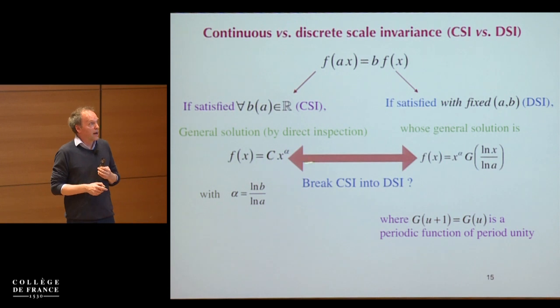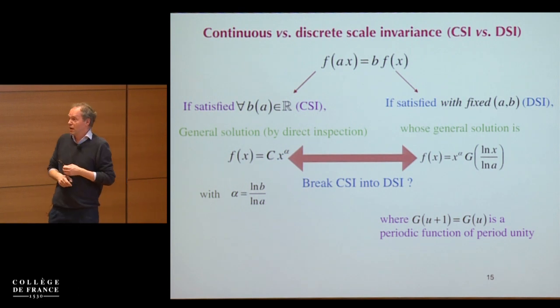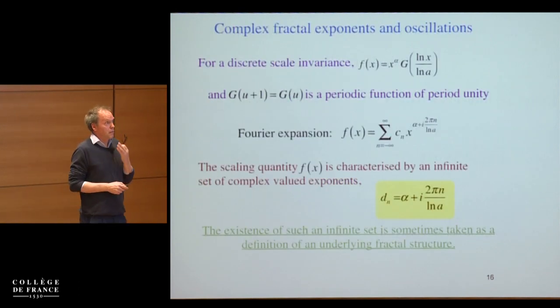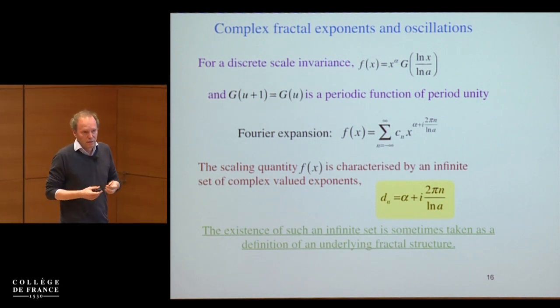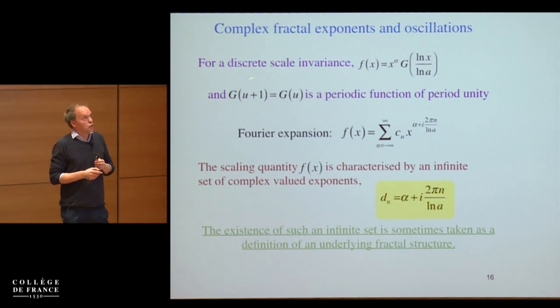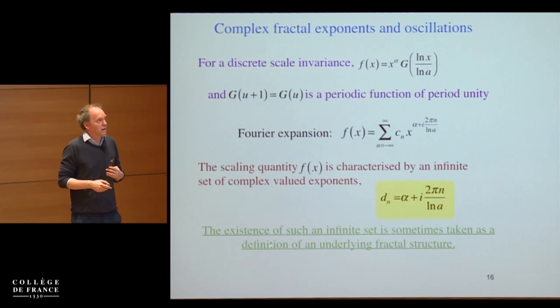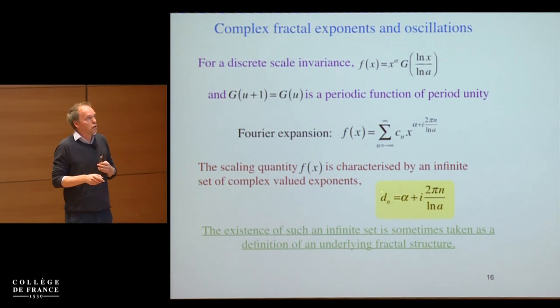Okay, so now what I would like to address is the following question. Is it possible to break this continuous scale invariance into a discrete scale invariance? That's the idea today. Another thing that I discussed in the first lecture is that due to this periodic function that we have in this solution, we can just Fourier expand it, and the same solution can be described by saying that a scaling function is characterized now by an infinite set of complex valued exponents.